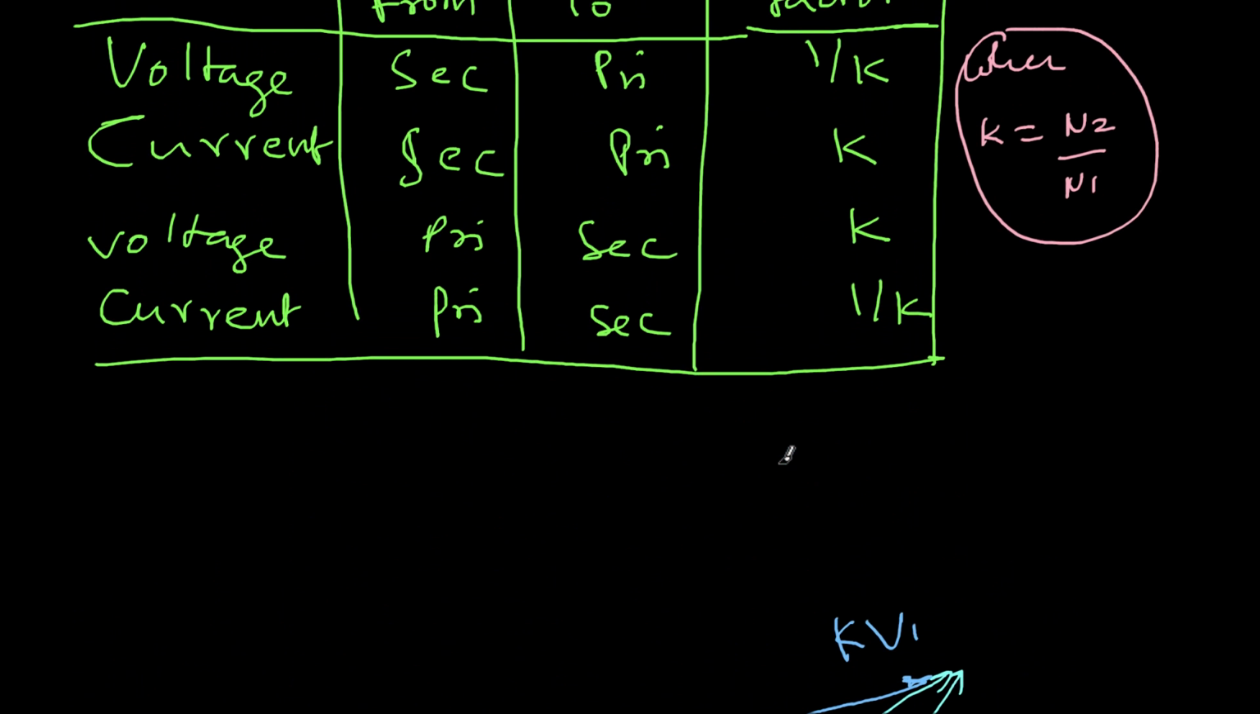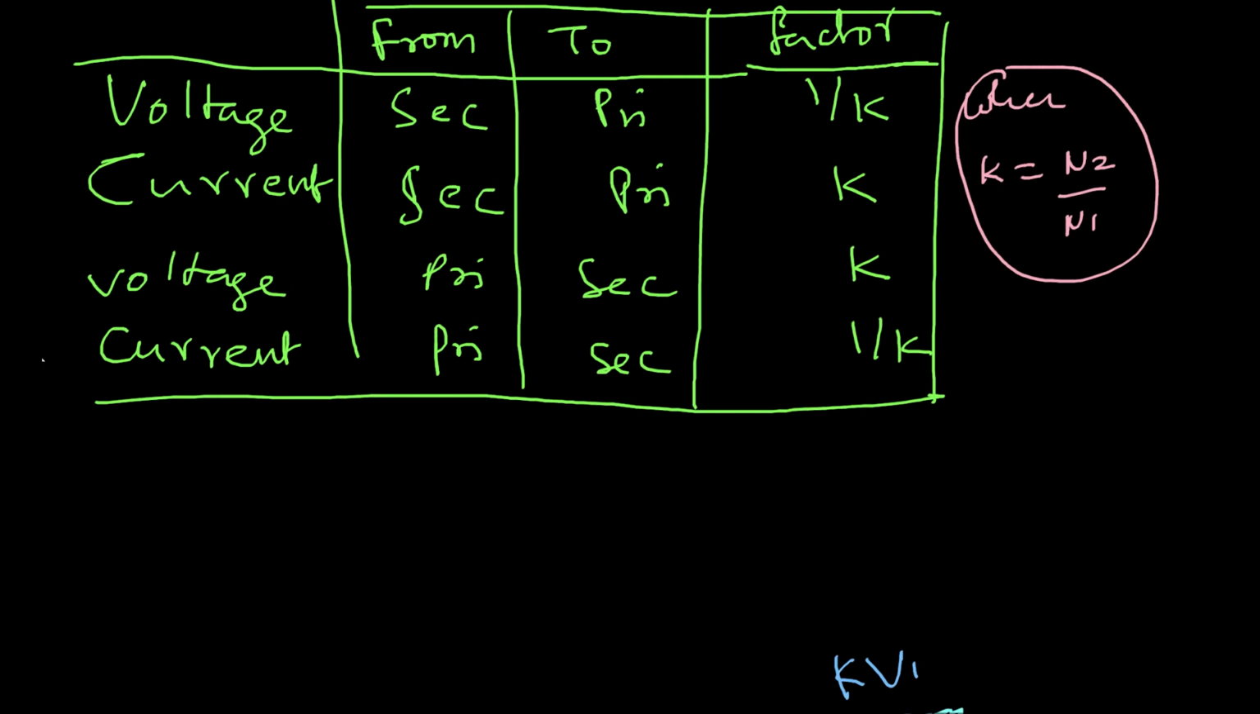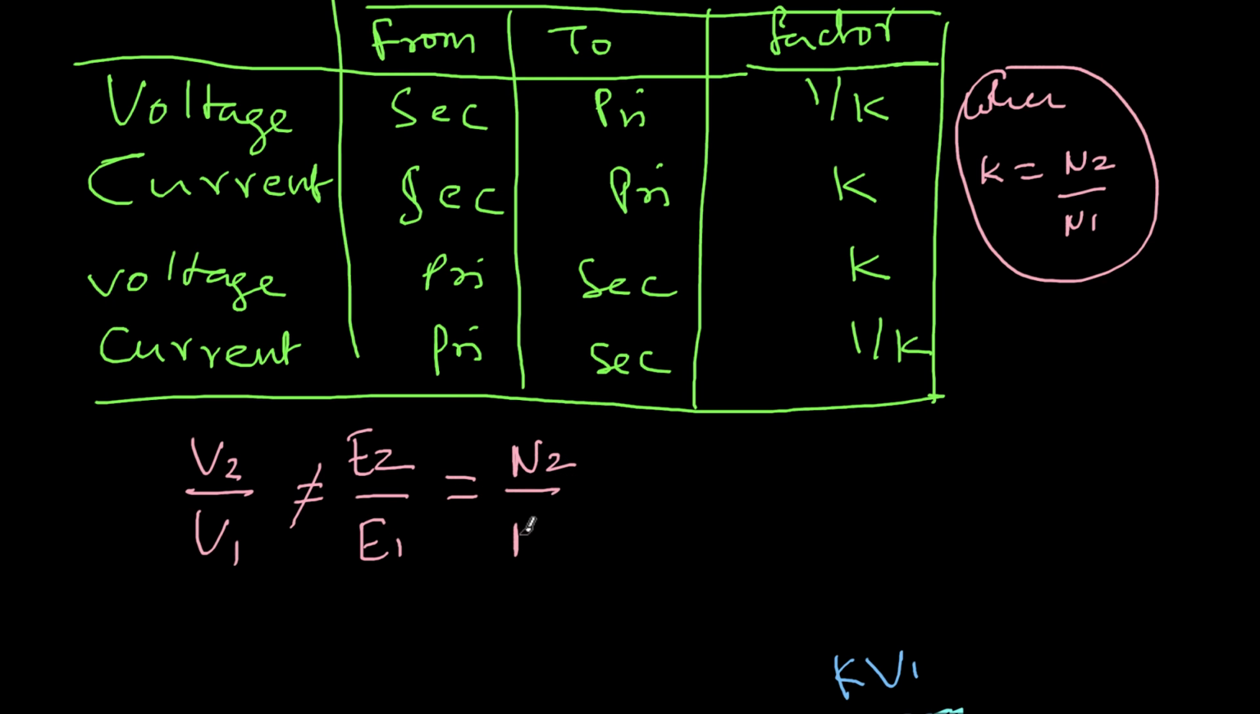Before I close this video, I want to clarify one doubt. When I go for the ratio, should I take V2 by V1 as equal to E2 by E1? Strictly speaking, this is true when you are neglecting the resistance, but actually it is not true. But E2 by E1 will maintain N1 by N2, because the EMF induced is proportional to the number of turns. You remember that EMF equation, 4.44 into F into N1 into phi max. So this is the EMF induced.